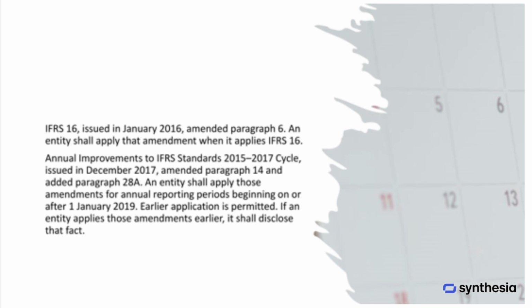The annual improvements to IFRS standards, 2015-2017 cycle, issued in December 2017, amended paragraph 14 and added paragraph 28A. These amendments must be applied for annual reporting periods beginning on or after the 1st of January 2019. Earlier application is permitted, and if an entity applies those amendments earlier, it must disclose that fact.